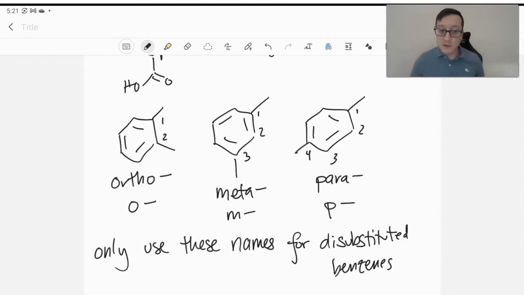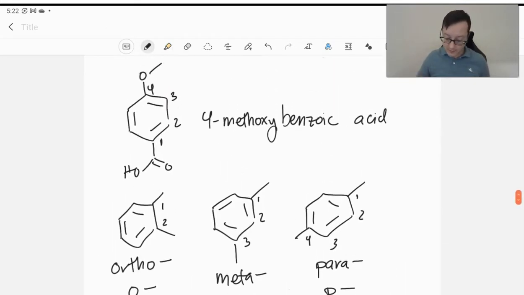Now, these names might be a little bit familiar to you, as back in spectroscopy we talked about how para-disubstituted benzenes had very specific NMR peaks, right? We're going to see that anytime we have two substituents and only two substituents, we can, instead of using numbers, refer to their relative location to each other. So, these are all xylenes. We have orthoxylene, metaxylene, and paraxylene. And together they form a family of compounds called xylenes, all of which are dimethylbenzenes.